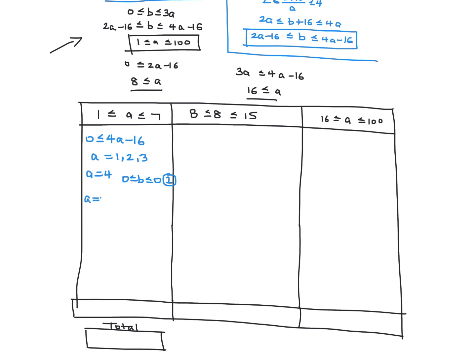If A is 5, then you'd have 0 less than B less than or equal to 4, because 4 times 5 is 20, and 20 minus 4 is 4. I'm working with a combination of these two. So that would give me 5 values for B: 0, 1, 2, 3, 4. If A is 6, you'd have 0 less than B less than 8, so that gives me 9 values. If A is 7, it would be 0 less than B less than 12, and that would give me 13 values.